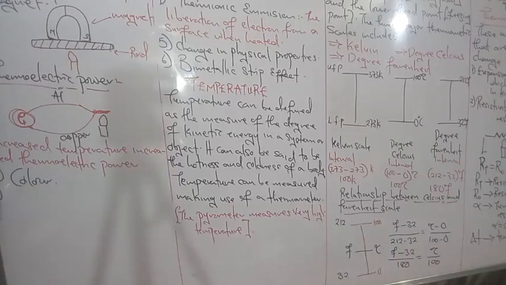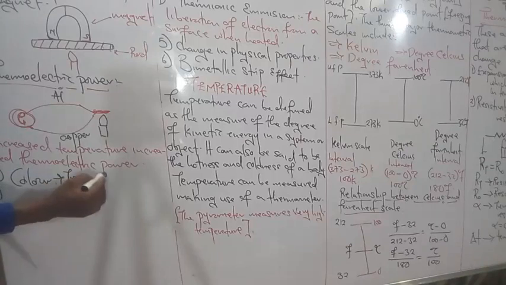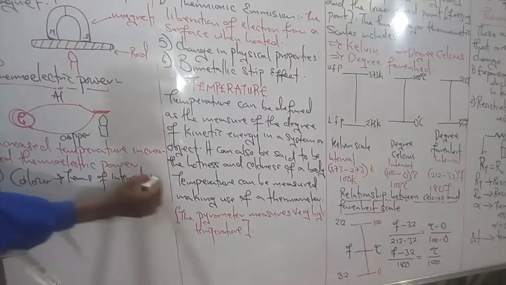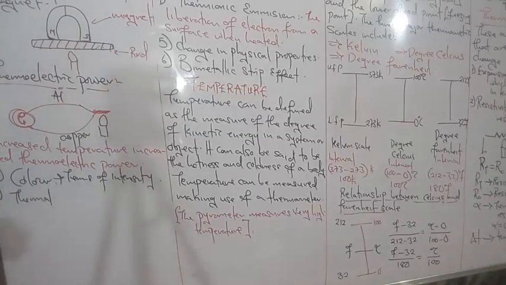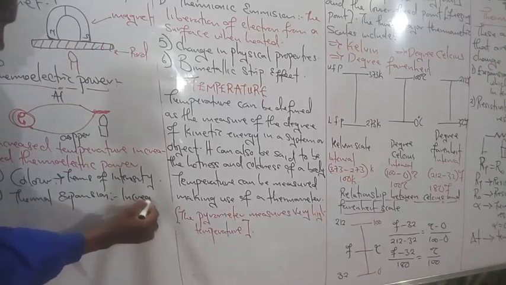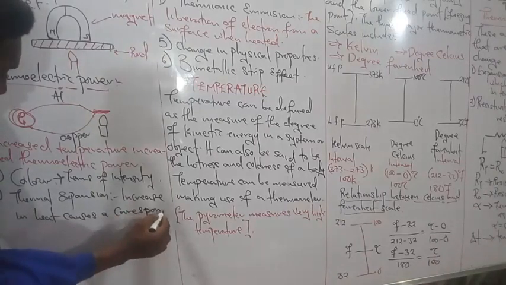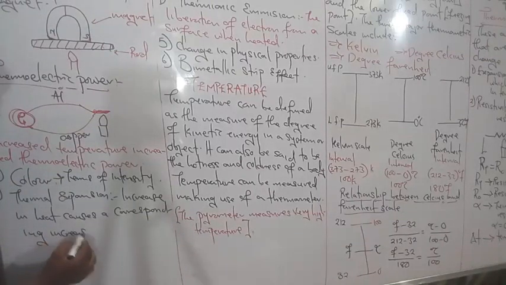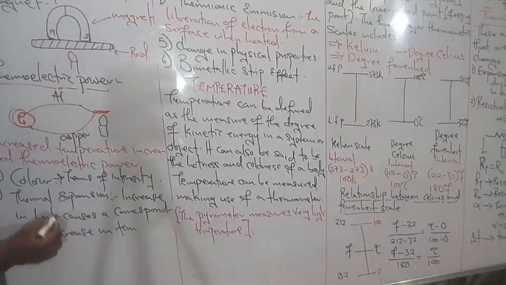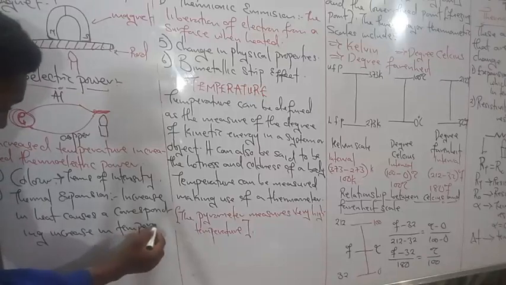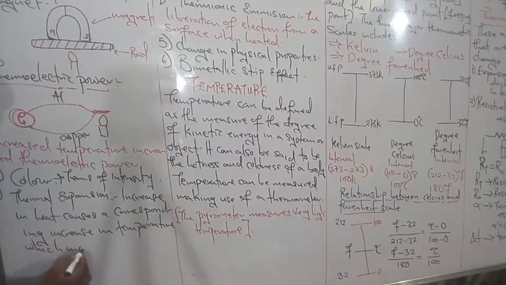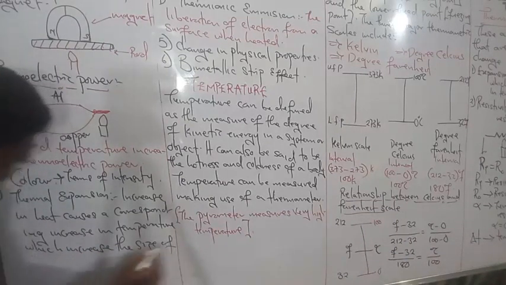So let's look at the next, number six. This one is in terms of the intensity. And the last one is thermal expansion. You know that when heat is applied to a body, that body tends to expand. Thermal expansion is something where an increase in heat or temperature causes a corresponding increase in the size of an object.